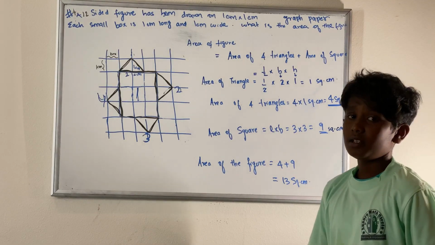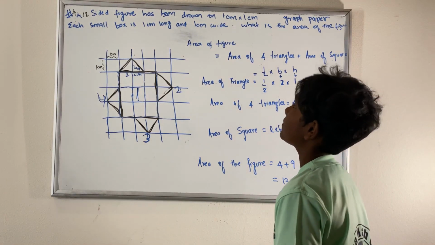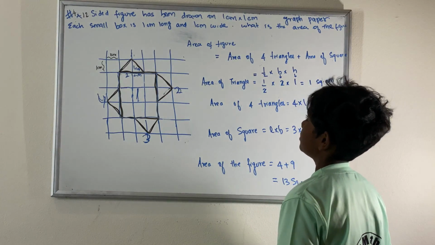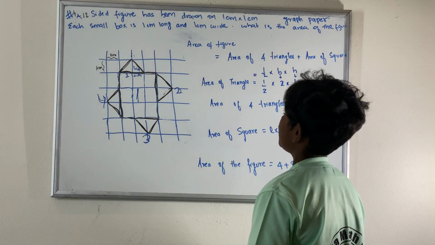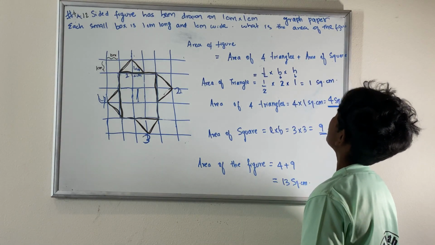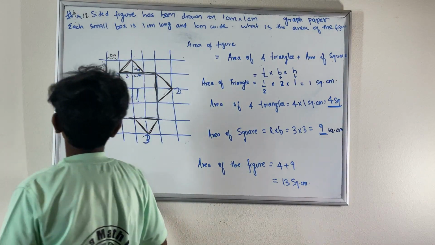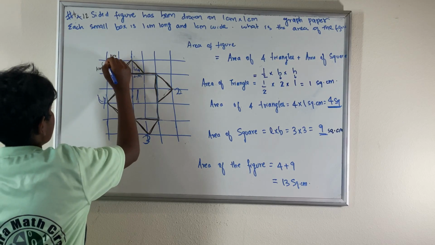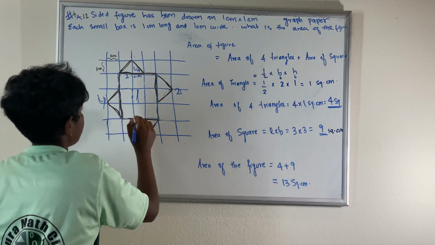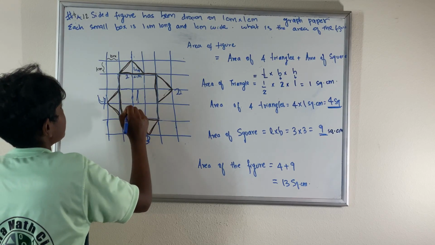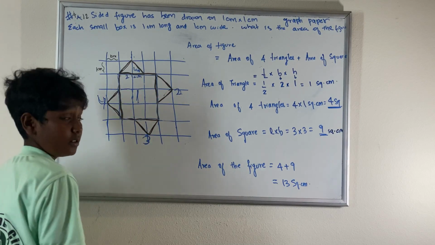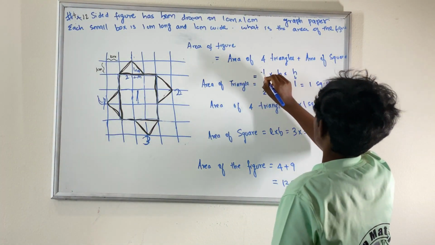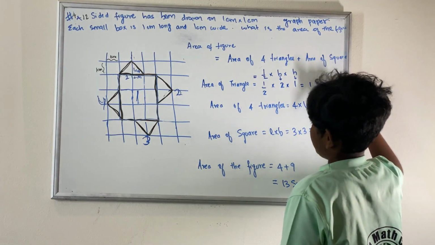Problem number 4. A 12-sided figure has been drawn on a 1 centimeter times 1 centimeter graph paper. Each small box is 1 centimeter long and 1 centimeter wide. What is the area of the figure? So let's look at the grid. So we know it is 1 centimeter long, 1 centimeter wide. So now let's look at the actual figure. I can tell that this figure could be divided into 4 triangles and 1 big square. Area of figure equal to area of 4 triangles plus area of square.